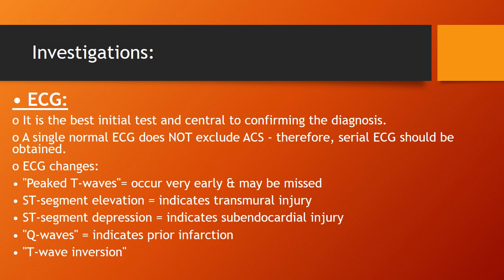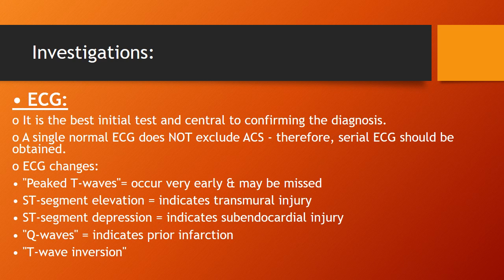So the best initial test and central to confirming the diagnosis is going to be an ECG, and it should ideally be done within 10 minutes of presentation. A single normal ECG does not exclude ACS, therefore serial ECGs should be obtained every 15 to 30 minutes.